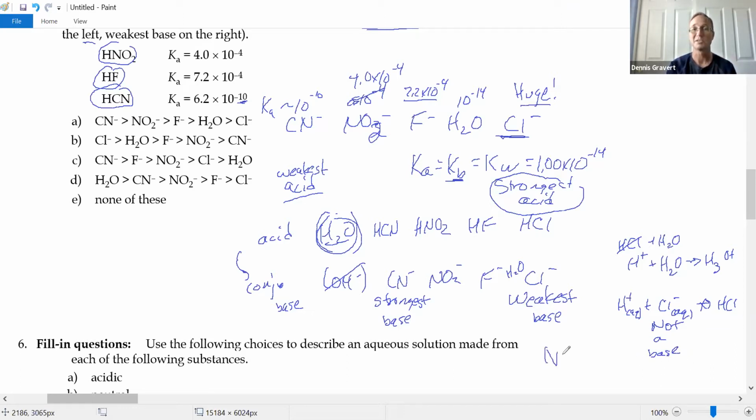Another idea, put some NaCl in the water. What's the pH? Wait, this is just salt. It's neutral. Yeah, because Cl- does not grab any H+. It is not a base. Water is a weak base. It is more basic than chloride ions. So that's why we have to put it here. Cool. And then what we got? We got CN- then NO2, that's letter A. Then F, water, Cl-. Cool.